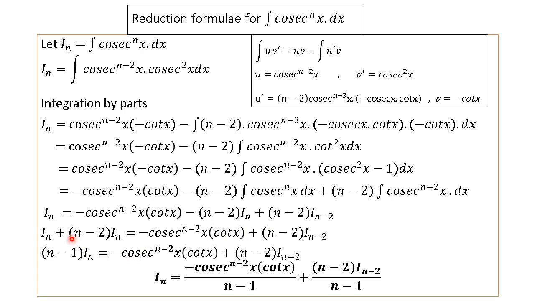In the next step, take In common, remaining is 1 plus n minus 2. 1 plus n minus 2 is n minus 1 into In. This is equal to the remaining terms as they are. In the next step, transpose n minus 1 to the RHS, or divide throughout this equation by n minus 1. We get In is equal to minus cosecant to the power n minus 2 x into cot x divided by n minus 1, plus n minus 2 divided by n minus 1 into I n minus 2. This is the reduction formula for cosecant to the power n x dx.